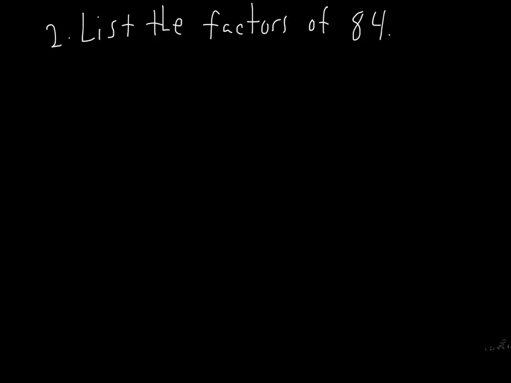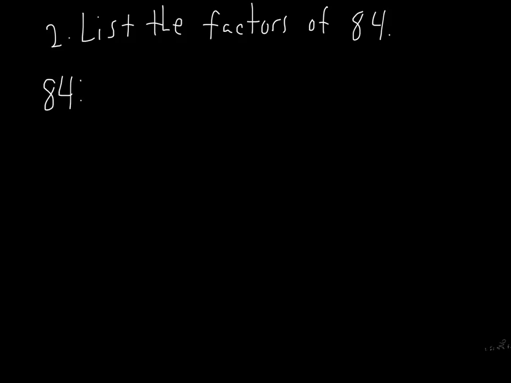Problem number 2, we're asked to list the factors of 84. Now, let me just let you know that 84 has lots and lots of factors. But there's some very simple rules we can go by to figure them out. A lot of times factors are listed this way. We actually write the number and then a colon and then the factors.